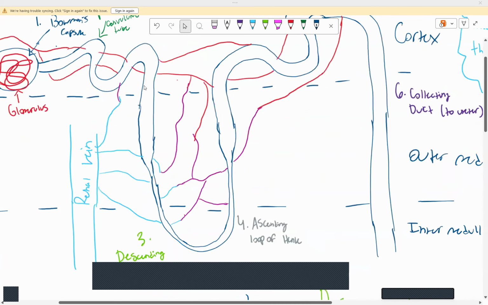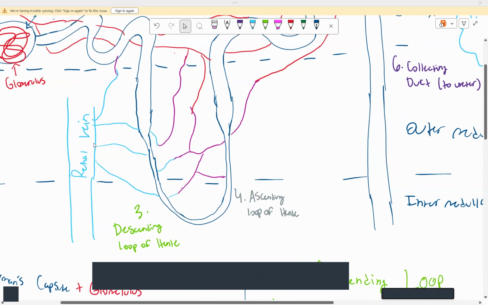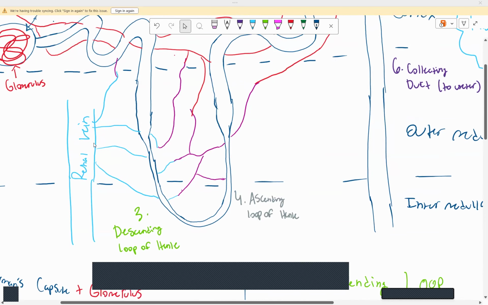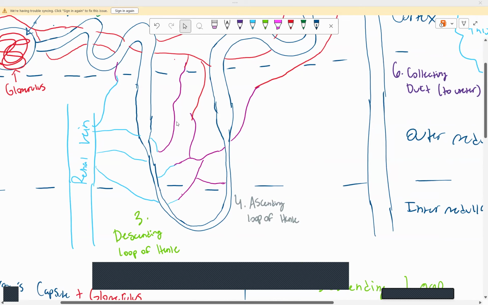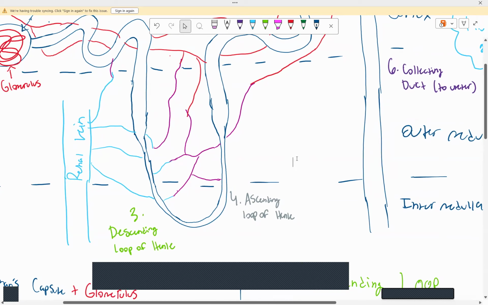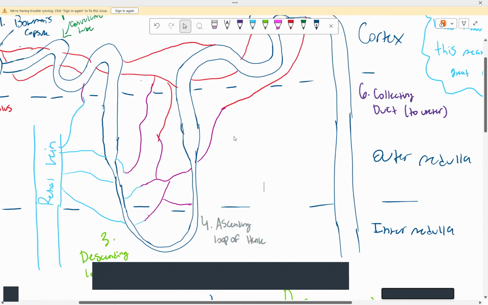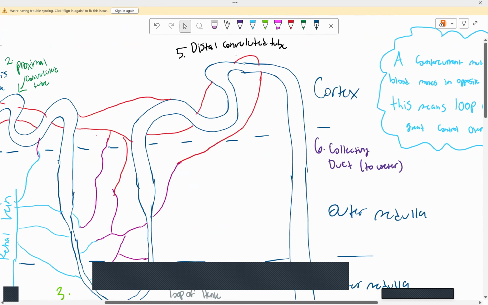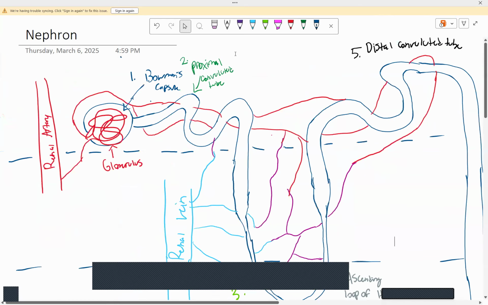And then in light blue, I'll have the renal veins. And then in purple, I'll have where the veins and the arteries mix, I guess, the capillaries, which is blue and red combined is purple. Then I have the descending loop of Henle, and then I have the ascending loop of Henle, and then the distal convoluted tubule. So distal as in it's further away from that glomerulus and Bowman's capsule.